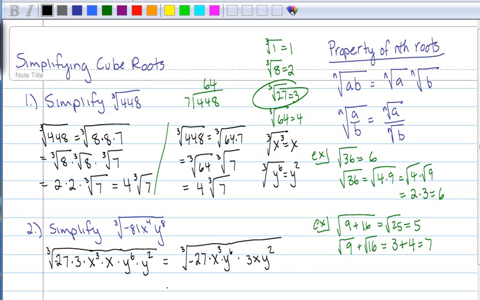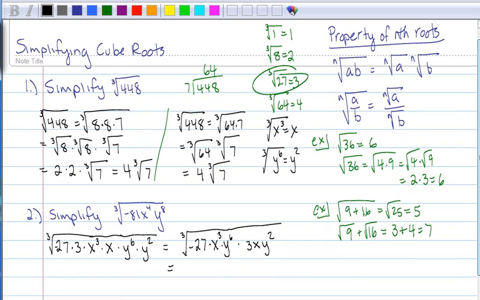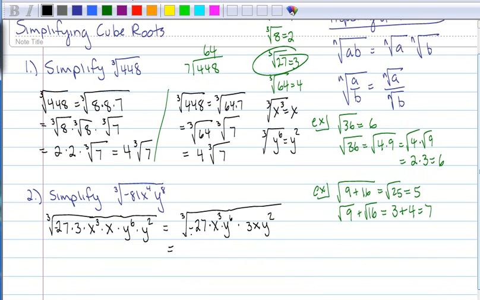Okay, now I'm going to use my cube root property. Let me scroll down a little bit. And I know that this is the cube root of the first chunk of stuff times the rest, and you could even do it separately if you wanted. So right now we know that the cube root of 27 is negative 3. The cube root of x cubed is x, and the cube root of y to the 6th is y squared.